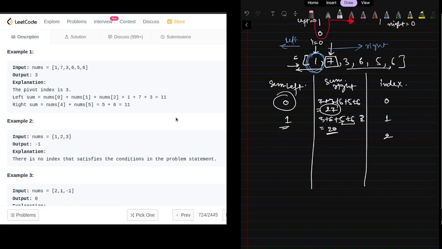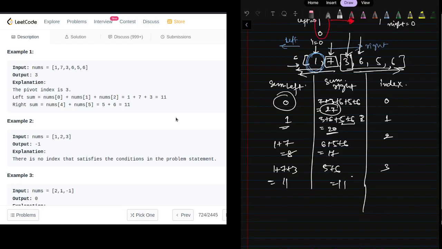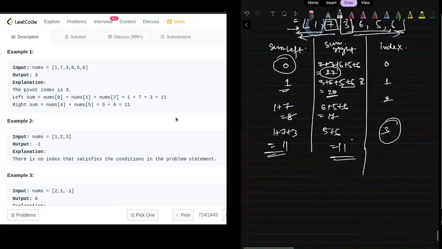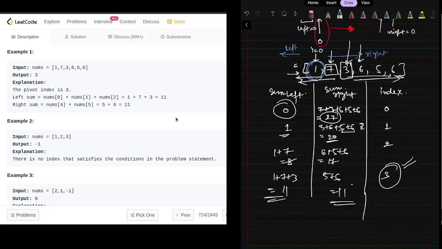Okay, so move to the next index, index 2, where the value is 3. We calculate the left and the right. The left is 1 plus 7, which is 8, and the right is 6 plus 5 plus 6, which is 12 plus 5, so 17. Still not equal. So move to the next index: 1 plus 7 plus 3 is 11, and on the right 5 plus 6 is 11. So at index 3 we get the left side and the right side both as 11. This is the required index that we need to return.